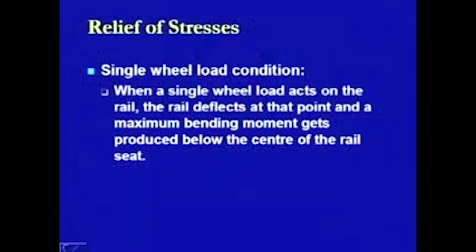Now, when a single wheel load acts on the rail, it deflects at that point, and the maximum bending moment gets produced below the center of the rail seat. This is the standard statement which we can see as far as the bending moment is concerned. You have already computed bending moments from different conditions in structural analysis, and you have seen that the bending moment which is being induced in any of that section is maximum at the point where the load is being applied. So, this is what it is trying to say, that there is a maximum bending moment which is going to be produced below the center of the rail seat, on the top of which the load is being applied.